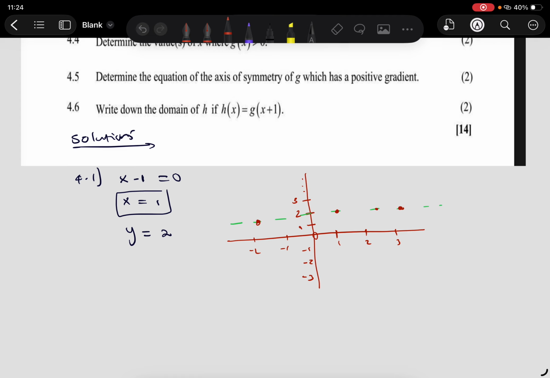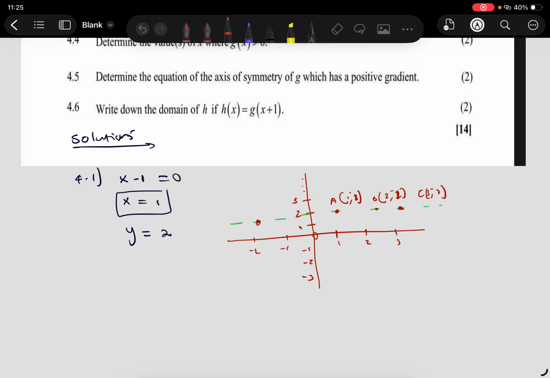Now, if you look at the coordinates, let's call this point A. The coordinates of A are 1 and 2. The coordinates of B are 2 and 2. The coordinates of C, which is just this point there, would be 3 and 2.